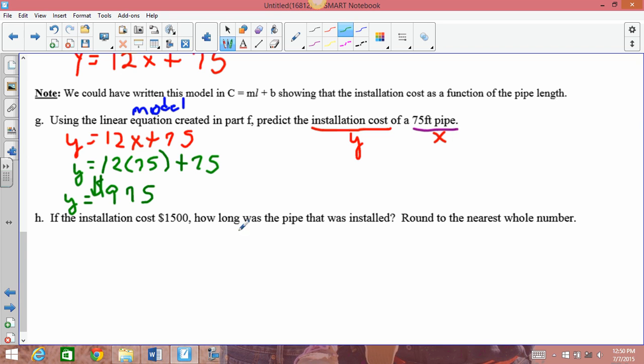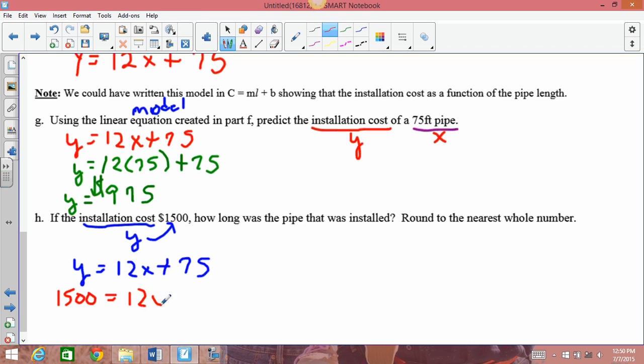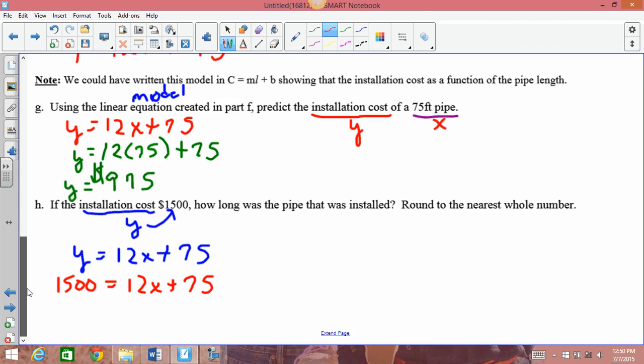Okay. Letter H is the flip side. Suppose now we know the installation cost is $1,500. Installation cost, that's being measured on the y-axis, so now we know that y this time is $1,500. How long was the pipe that was installed? So again, go back to your model, y equals 12x plus 75. I know that that y is 1,500 this time. And I've just got to do a little bit more work this time. I want to solve for x.